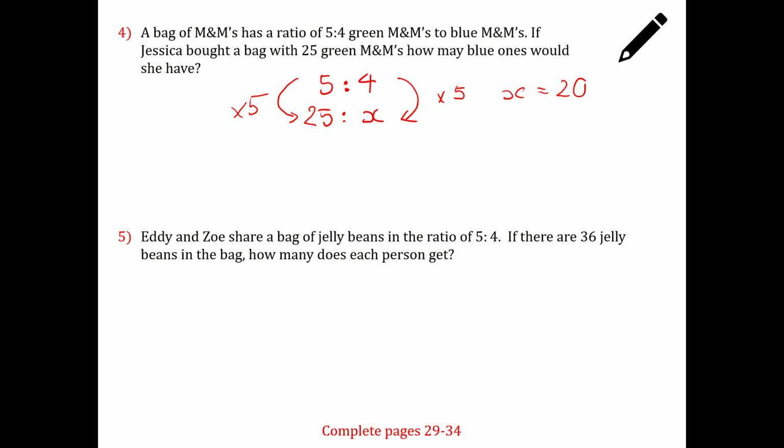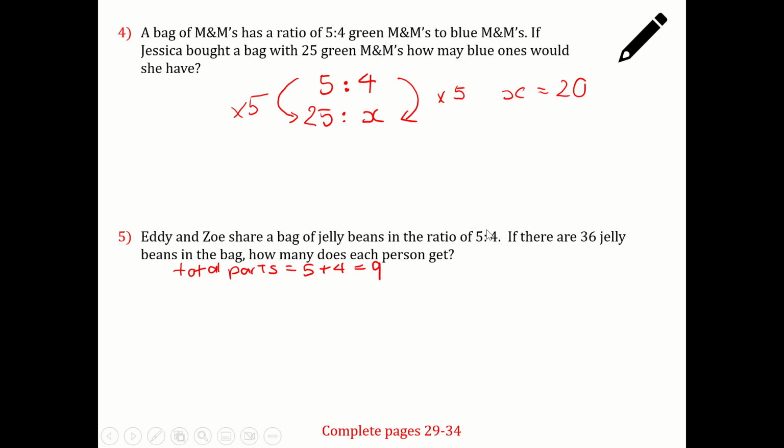Okay, Eddie and Zoe share a bag of jelly beans in the ratio of 5 to 4. If there are 36 jelly beans in the bag, how many does each person get? So firstly, we need to think about how many total parts there are. So if we're looking at that ratio, one side is 5, the other side is 4. So 5 plus 4 equals 9. So there's 9 parts in total.